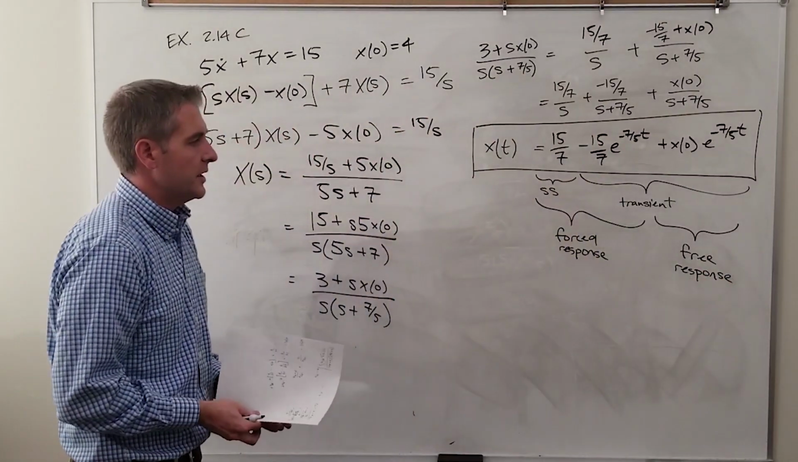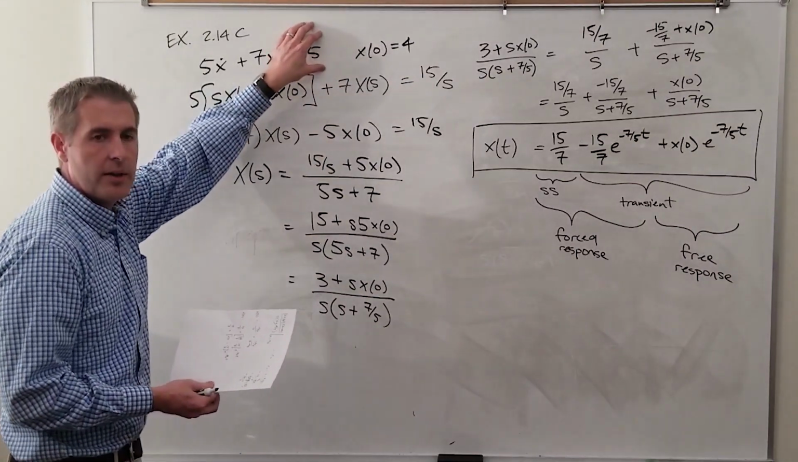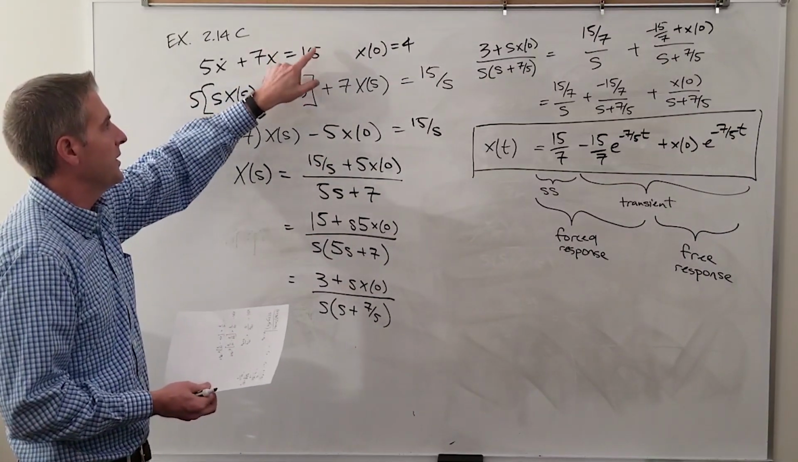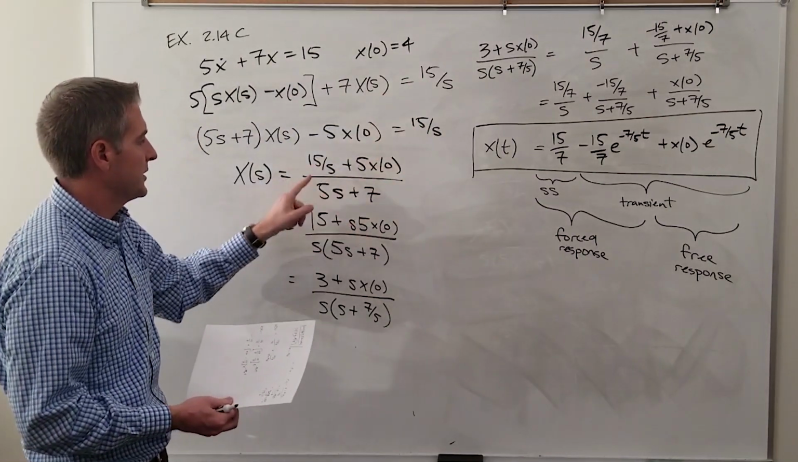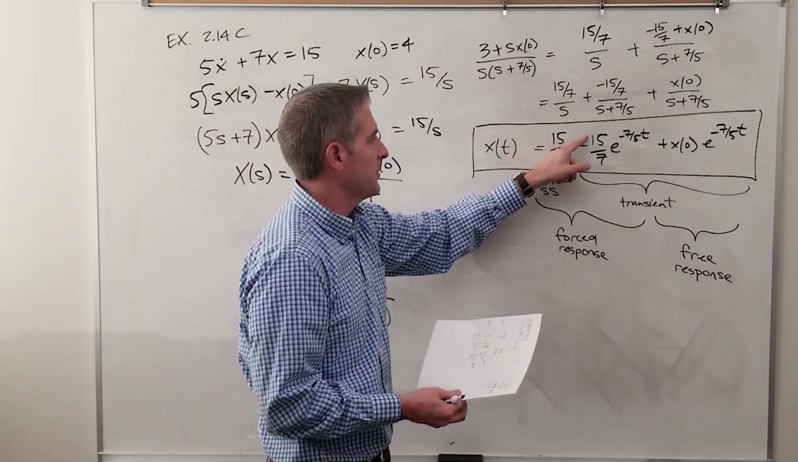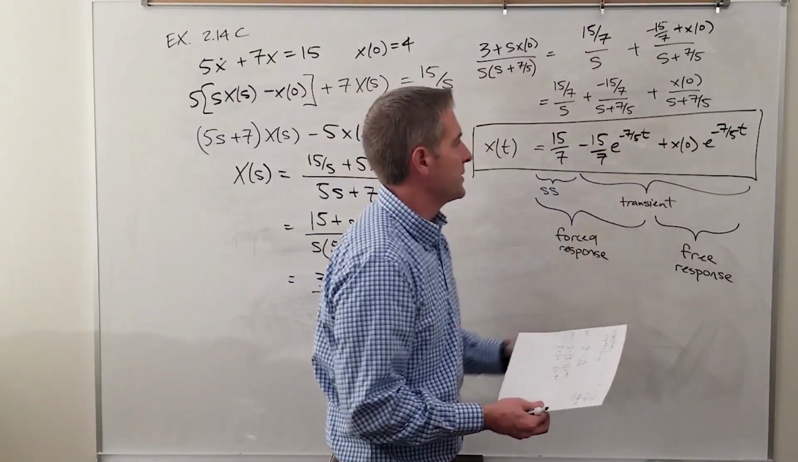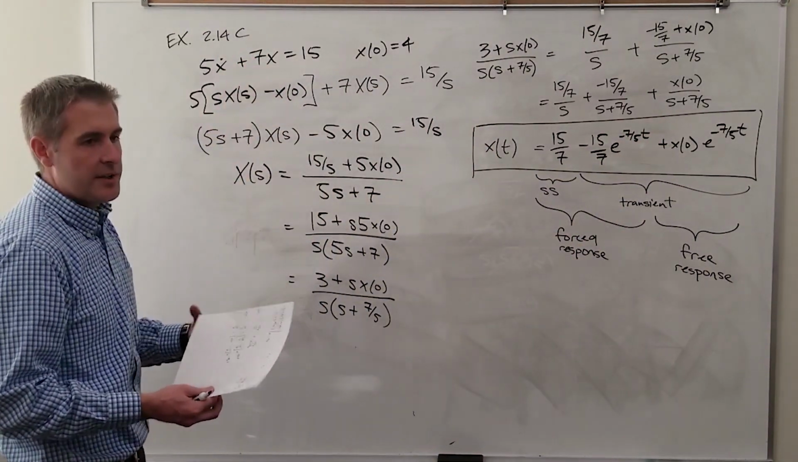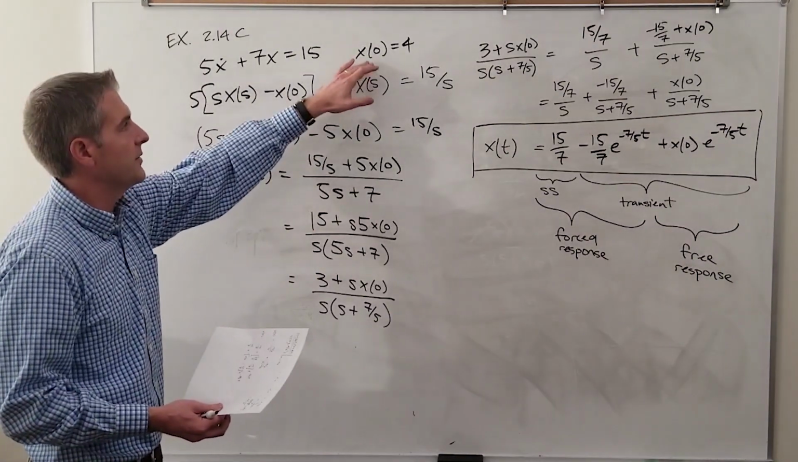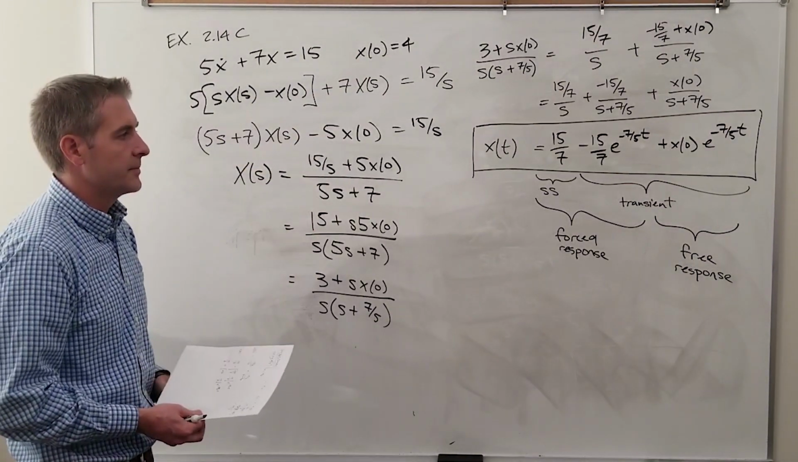The free response is calculated when you remove all the external forces. So if you set this to be 0, which means this becomes 0, this is 0, and so on and so forth, both of these become 0, and you're left with the free response. It's what happens to this particular system when you don't have any external forces and you just leave it to the initial conditions to drive.